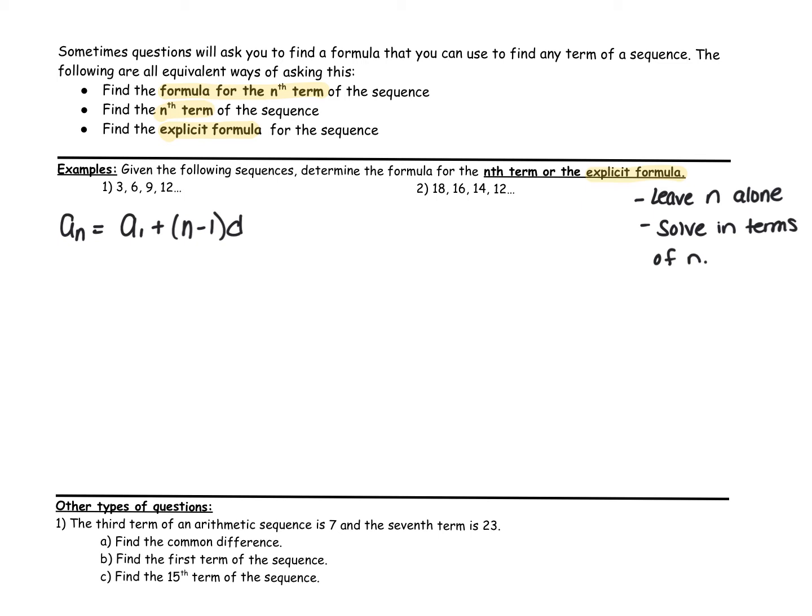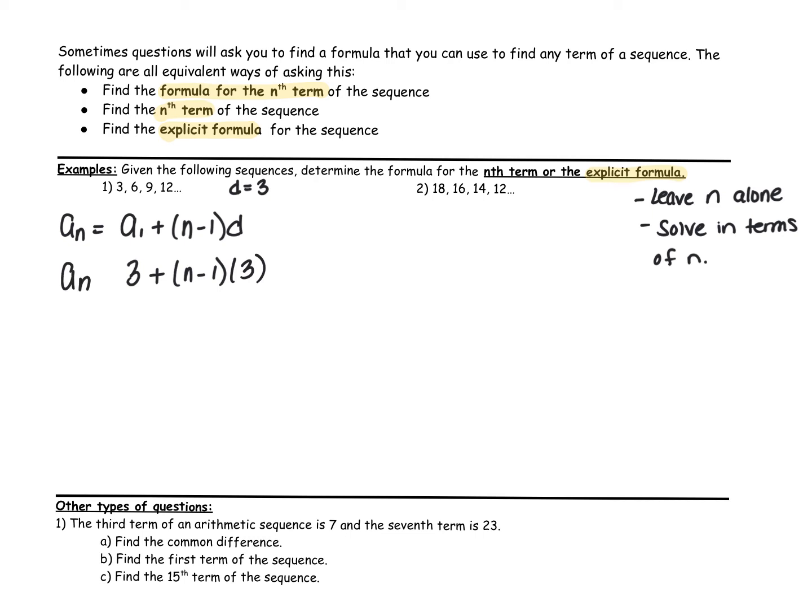So in this first example, a sub 1 is 3, so we can go ahead and do that. We're going to leave n alone. We're not going to touch it or put anything into it, but we do need to find my common difference. So how am I getting from 3 to 6 to 9 to 12? Looks like we're adding 3 each time. So 3 is my common difference.